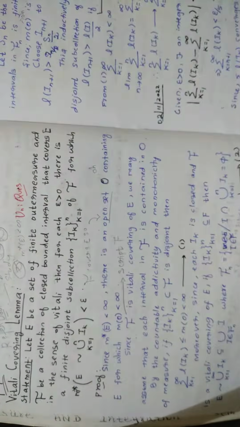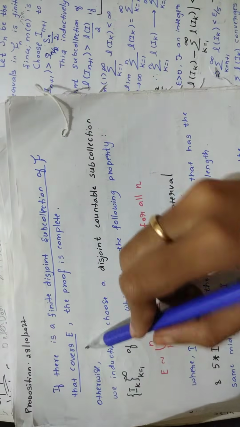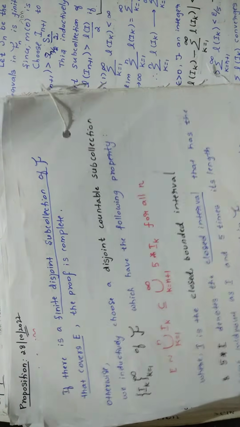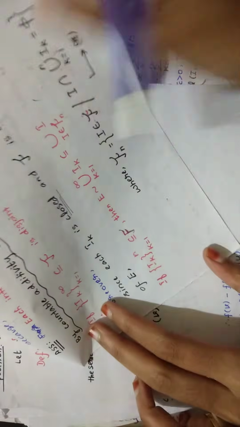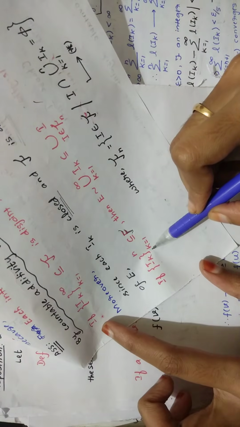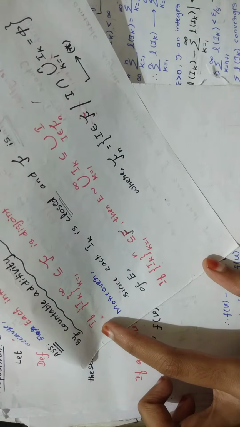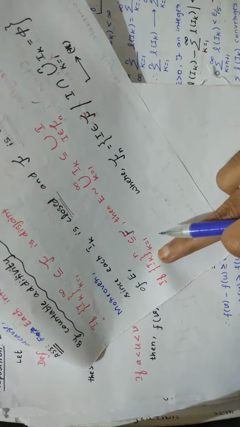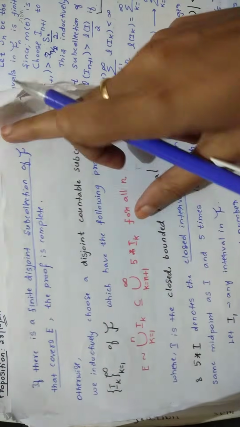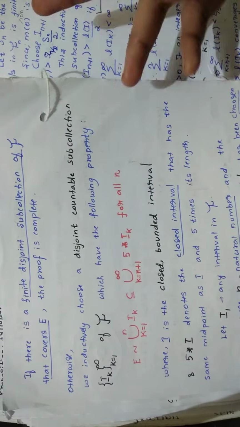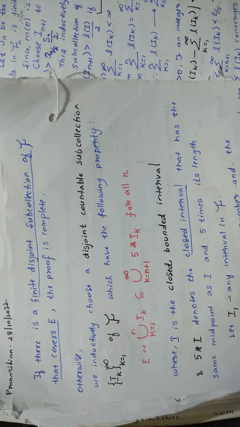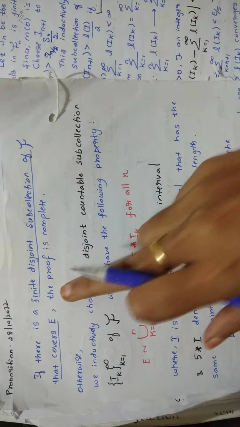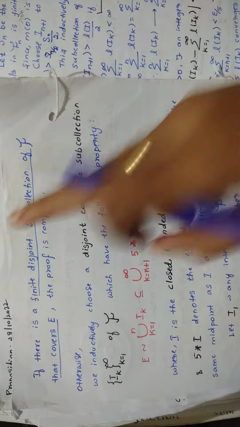From this you can say, if there is a finite disjoint subcollection of f that covers E, if you get this finite collection, it means you proved the result. Okay, the proof is complete. That is how you have to write.